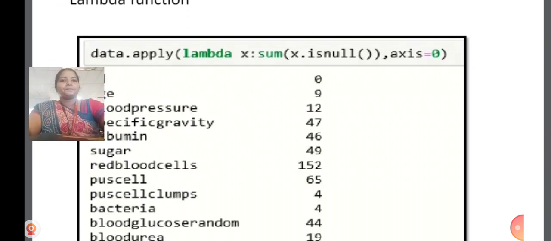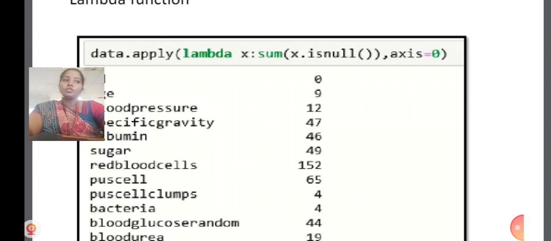Then pus cell, in the sense what? Pus cells mean urine cells. Are the urine cells at the correct level? The count of RBCs and WBCs, the creatinine levels, and the specific acidic levels of the urine: is it correct or not? That is in the pus cells. Then pus cell clumps: is there any clumps found in those pus cells? Bacteria: is it good bacteria or bad bacteria present in the urine count?